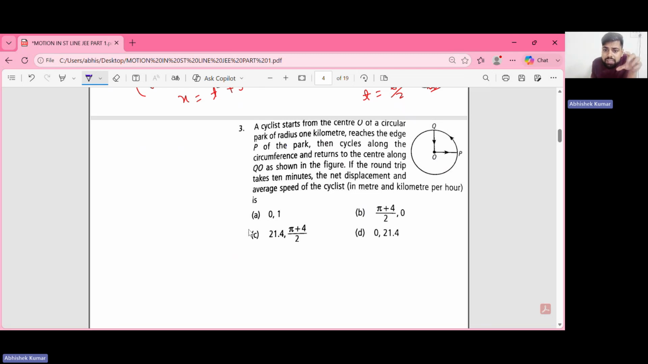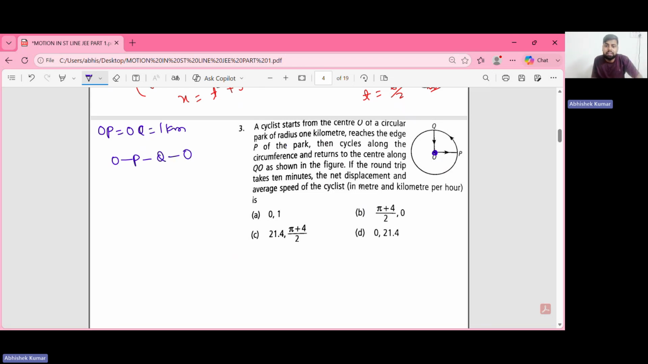A cyclist starts from a center O, with this point of a circular park of radius 1 kilometer. OP is 1 kilometer and OQ is 1 kilometer. It is clear to all. OP is equal to OQ, that is equal to 1 kilometer. And along the path, it moves along the circumference and returns to the center. It moves from O to P, P to Q, and Q to O. This is the path they follow.